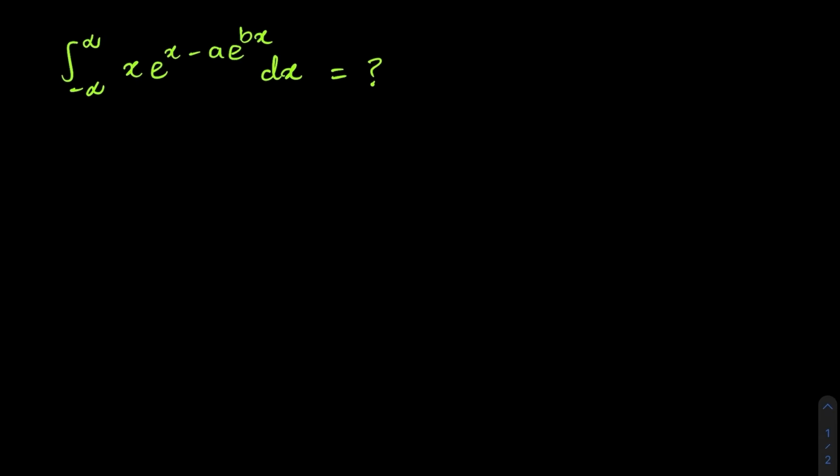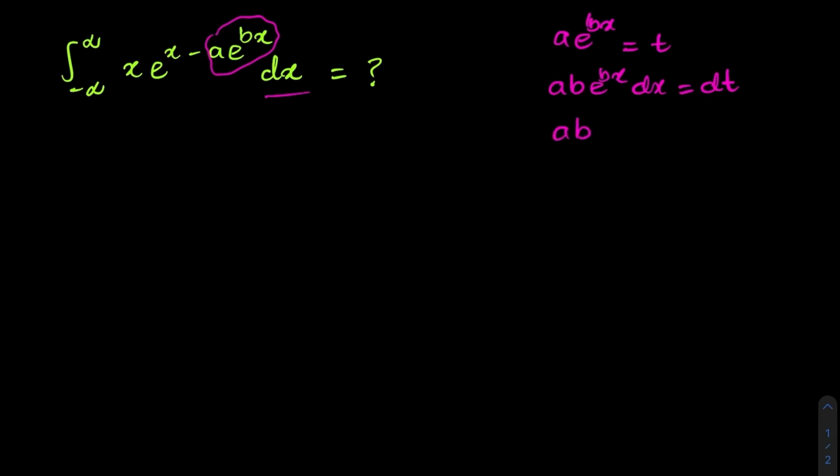So, I am going to take this part equal to t. So, a times e to the bx is equal to t. Then we need to find dx. So, we can differentiate. We can write a times b e to the bx dx is equal to dt.